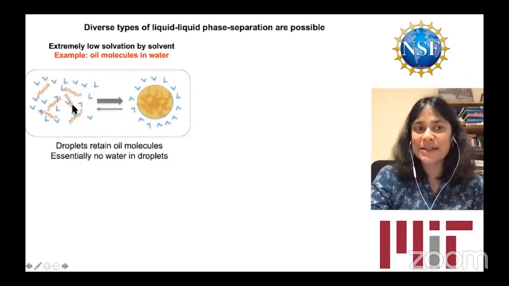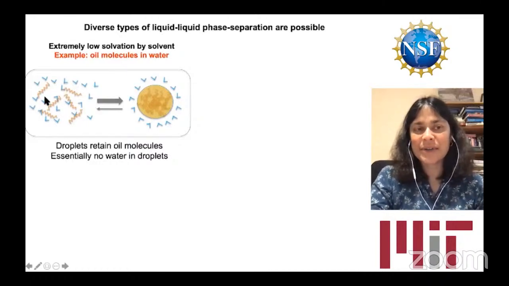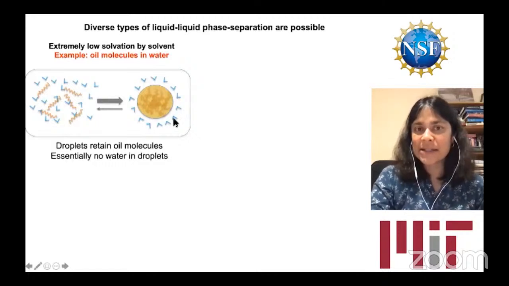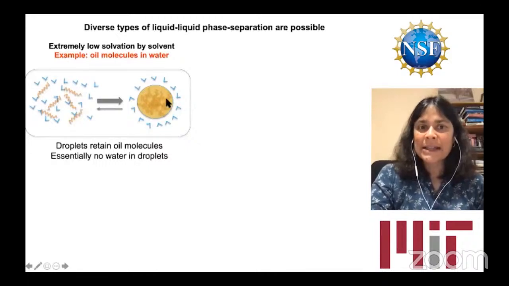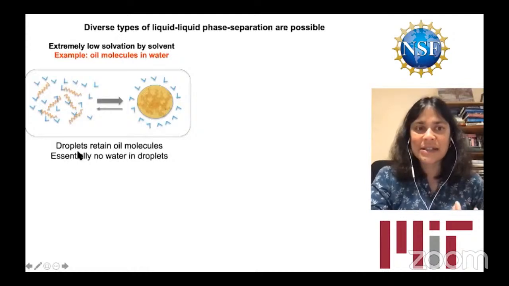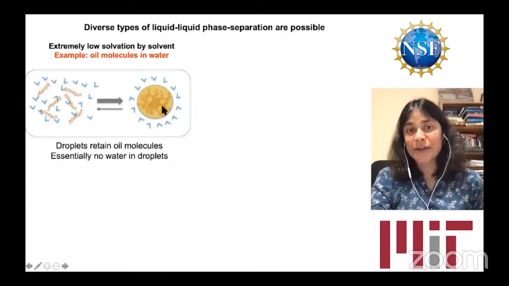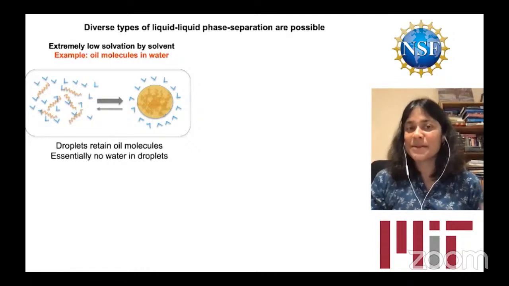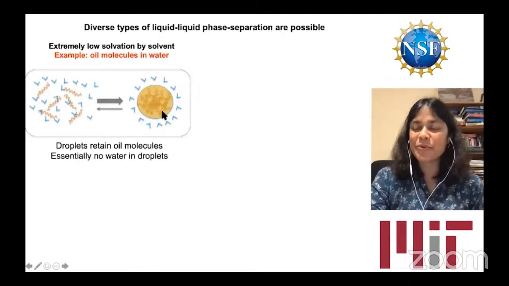So what happens when you have oil and water? Oil molecules, shown in yellow, are very weakly solvated by water. They would rather interact with each other to form these oil droplets than interact with water. And these kinds of droplets have a few very defined features. Droplets retain the oil molecules. The oil molecules don't come in and out that rapidly. And there's very little water in the oil droplets because, again, oil is hydrophobic and water is not going to be solvated by the oil. Okay. So this is one type of phase separation that we can discuss.